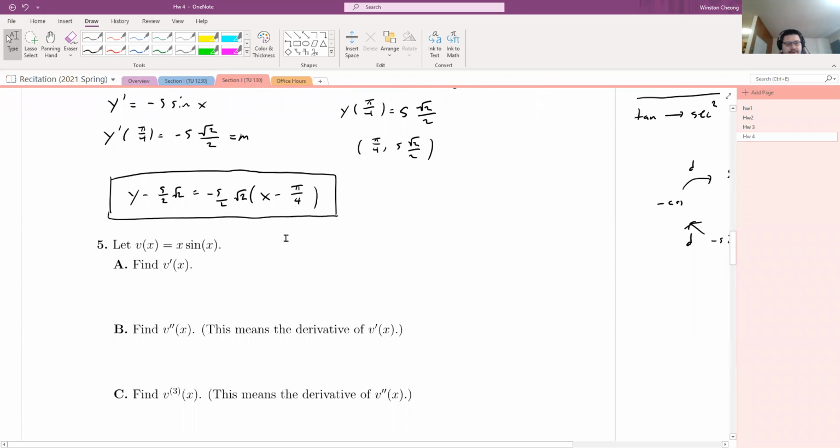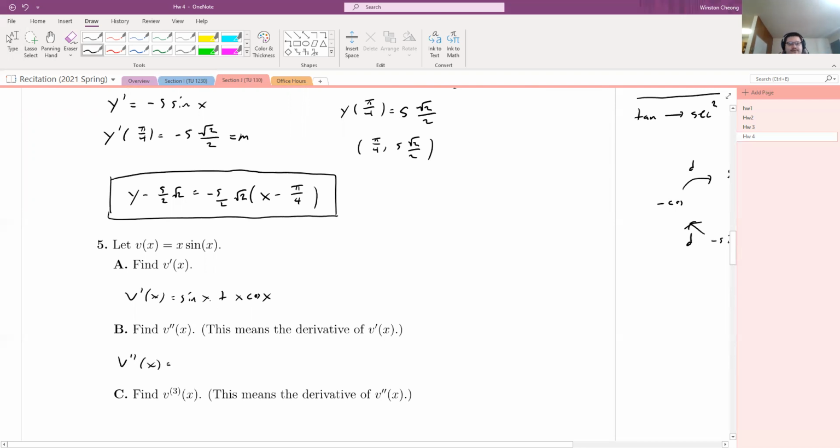Okay. Now number 5. The first thing that jumps out should be that this is going to involve the product rule, because this is a product of two functions. So we take the derivative of that. The derivative of x is just going to be 1, so you just copy down the other function, and then plus x times the derivative of sine, which is going to be cosine. So we've got that.